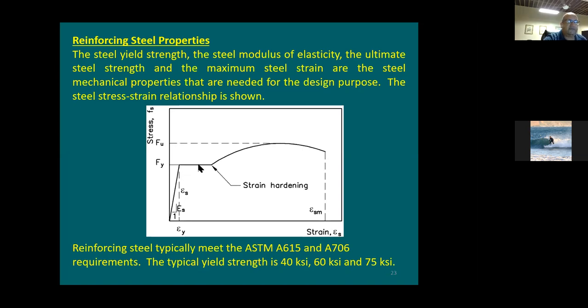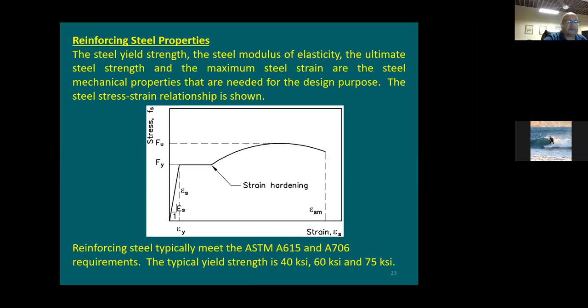So here we have the yield plateau. Then after lots of strain, all of a sudden the rebar is going to show some resistance, so the curve goes up. We call this point the strain hardening, because here the rebar starts to pick up some forces. It goes to the highest point, which we call the ultimate stress. After that it declines a little bit, and then the steel fails, which we call the maximum steel strain. It's going to be right here.